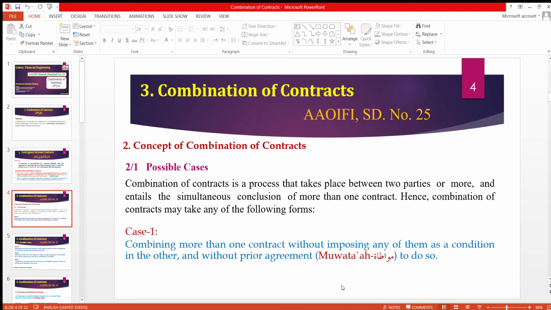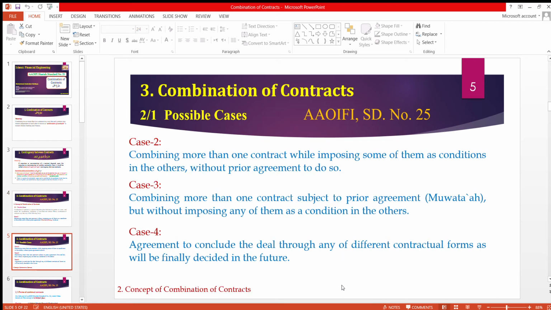This is the situation where they have combined contracts in the same session, but there was no prior agreement, it was not intended, and there was no intention to combine two contracts in this session. This is the first possible case.